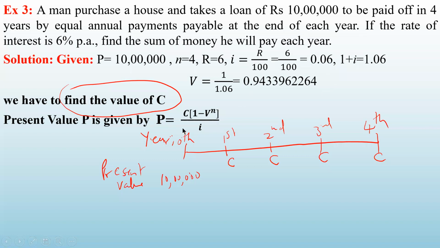Let us put everything in the formula. So what is the formula? P is equal to C into 1 minus V to the power N divided by I. So you are given here P, it is 10 lakhs.